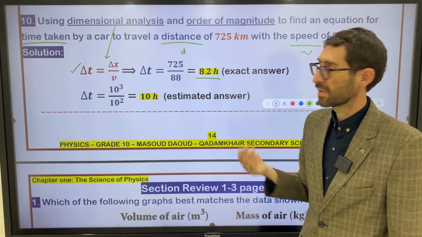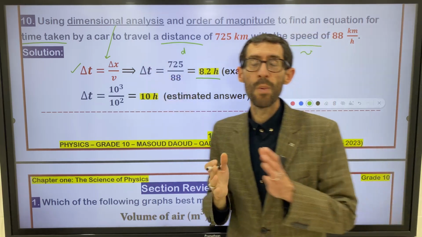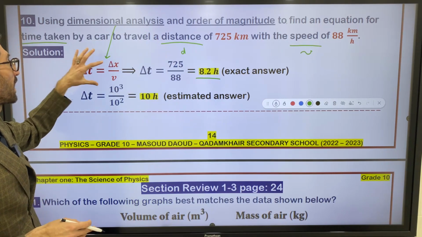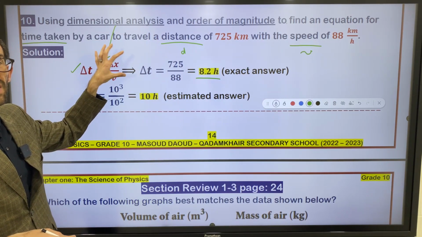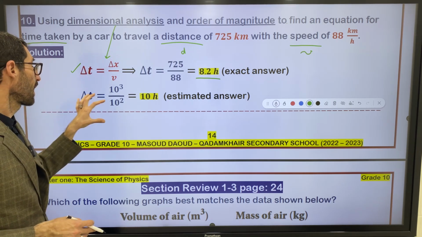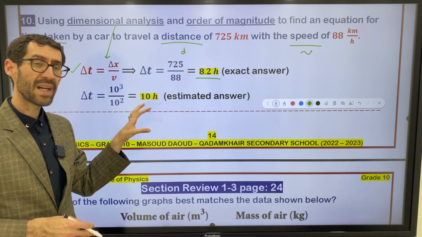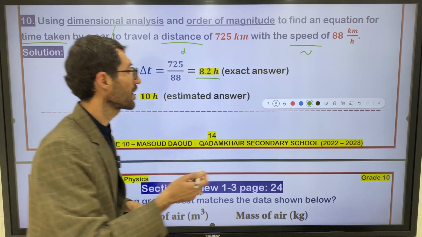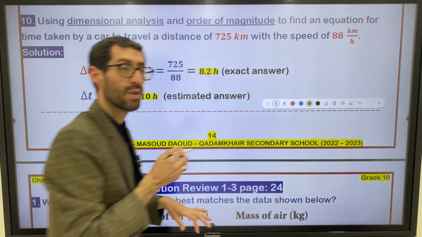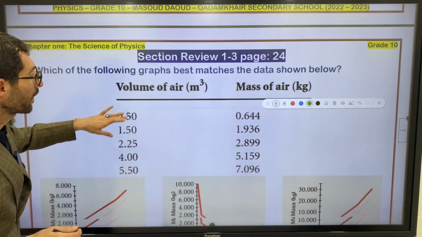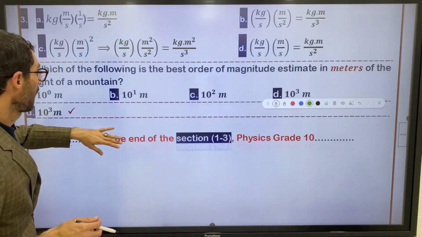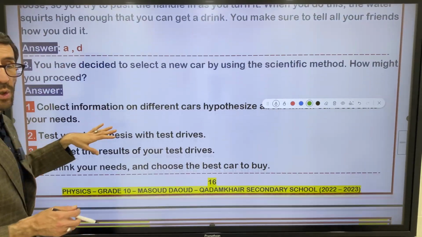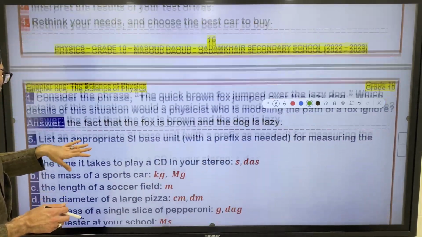In this question, we combine two things. We combine dimensional analysis for finding the rule and order of magnitude to find the answer, right? So this is the question that I forgot to solve for you in previous lectures. Let's move on to the chapter review. So we solved 10 questions in previous lectures.